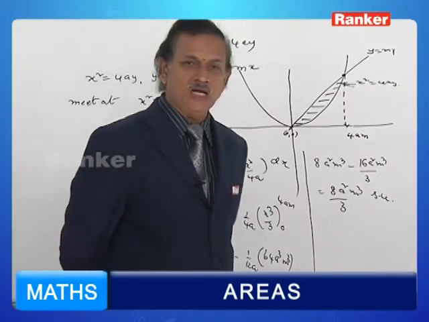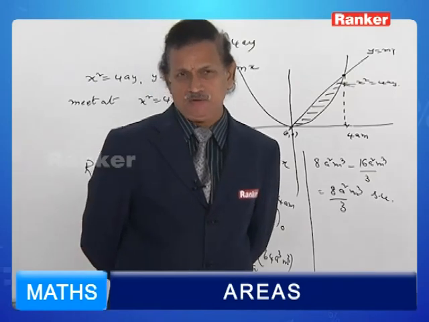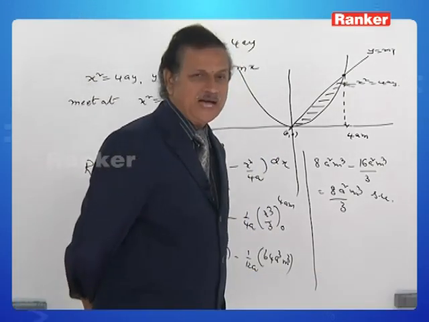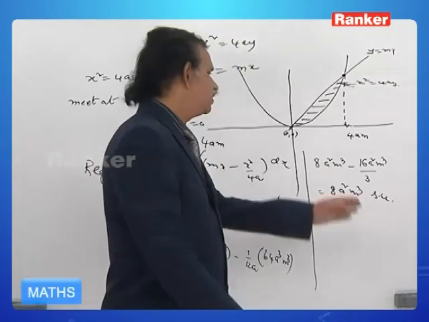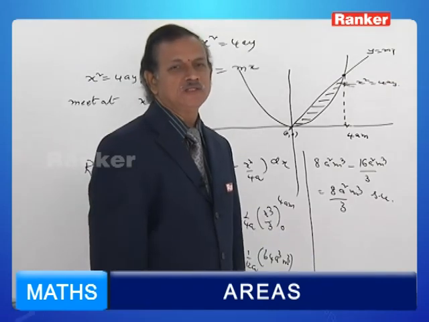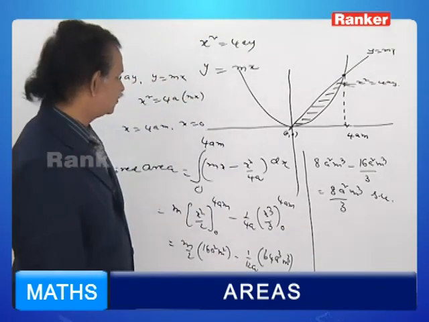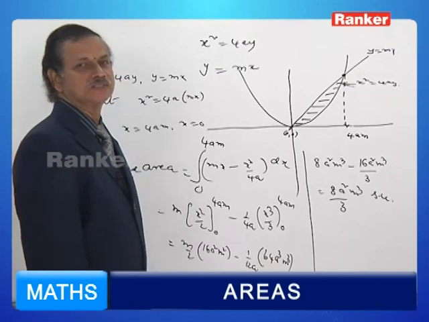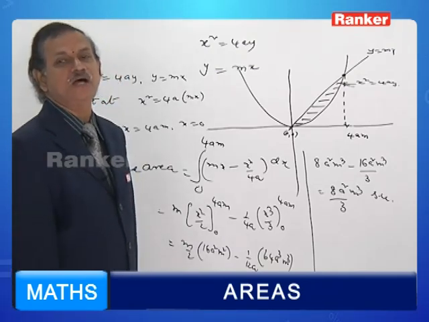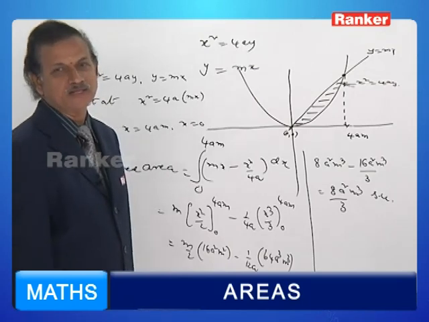And as usual, if m is negative, that is if the line is y is equal to minus 2x, then as we are finding the area, we just take mod m cube. That's all. So for both the types of parabolas, we are able to have the answers of the areas intersected with the line y is equal to mx.